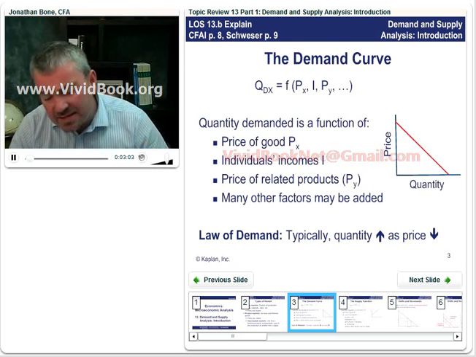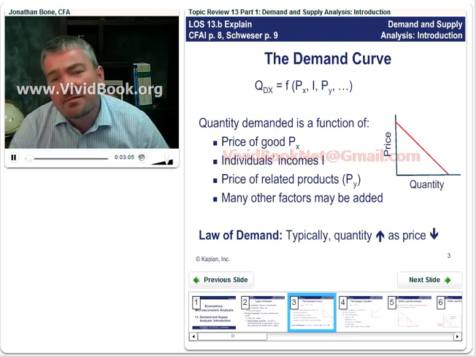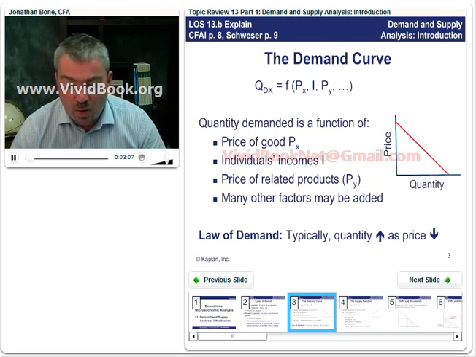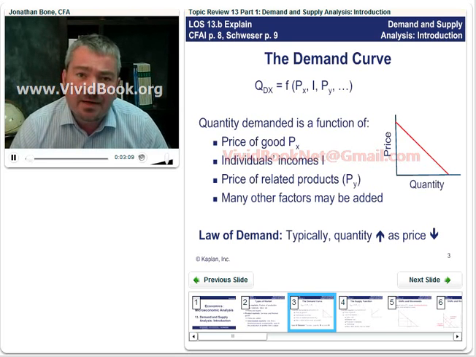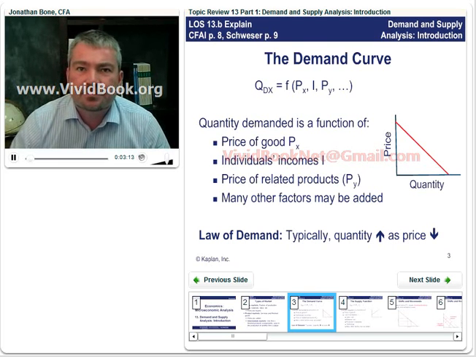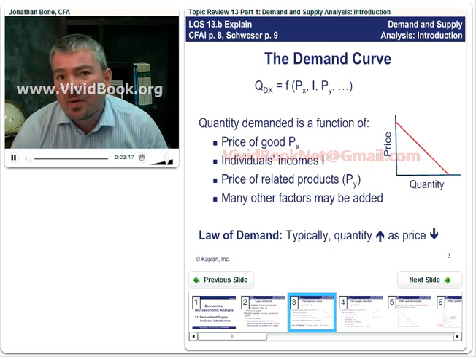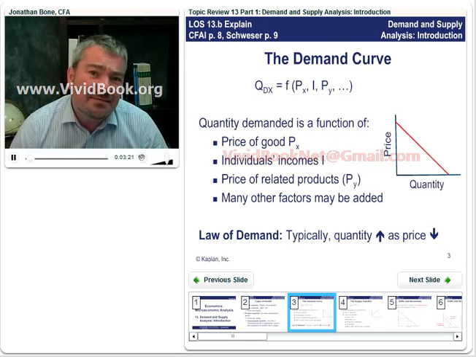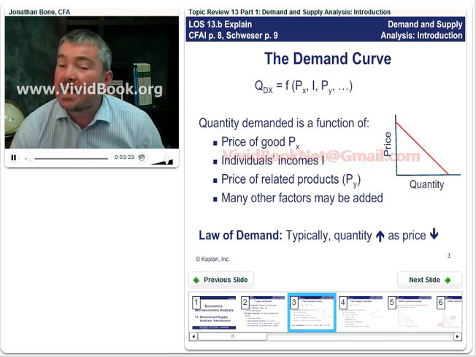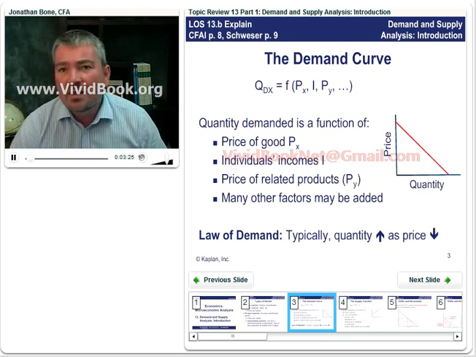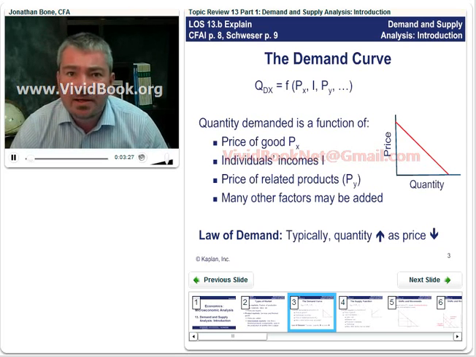So we're talking about the demand curve, and the demand curve, of course, is measuring consumers' willingness to buy. Now, let's have a look at our elements in there. We've got the price of the good, individual's income, and also the price of related products, PY. Now, of course, we'd expect a negative relationship between quantity demanded and the price of the good. In other words, as price starts to rise, consumers demand less. So notice this gives us a downward sloping demand curve.